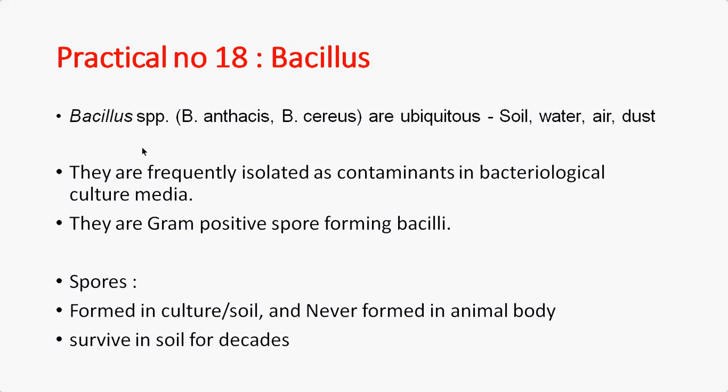You have to enumerate them, and also the gram-positive bacilli which are spore-bearing. So this is the Bacillus species, which is the spore-bearing one, and that has to be noted. Bacillus species like Bacillus anthracis and Bacillus cereus are present normally in soil, water, air and dust. So they are frequently isolated as contaminants in bacteriological culture media. Whenever contamination happens, dust from the air settles on the blood agar, and we find contamination with this Bacillus species.